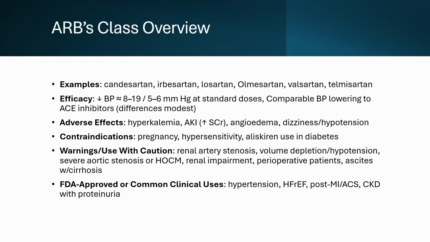ARBs are just as effective as ACE inhibitors in terms of lowering blood pressure. There is some evidence that might suggest ARBs may produce slightly lower blood pressure, but the difference is modest. Some of the adverse effects include acute kidney injury, hyperkalemia, and dizziness. Contraindications include pregnancy and hypersensitivity. Some of the warnings include hypotension, aortic stenosis, renal impairment, and hypertrophic cardiomyopathy with left ventricular outflow obstruction. Some of the FDA-approved or common clinical uses include acute coronary syndrome and chronic hypertension.